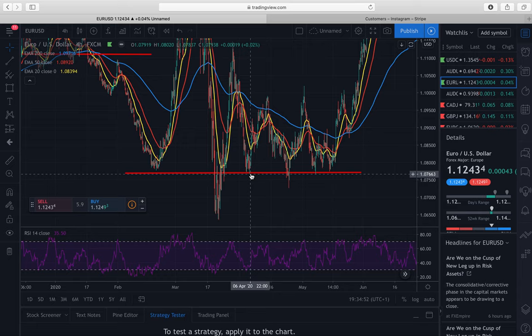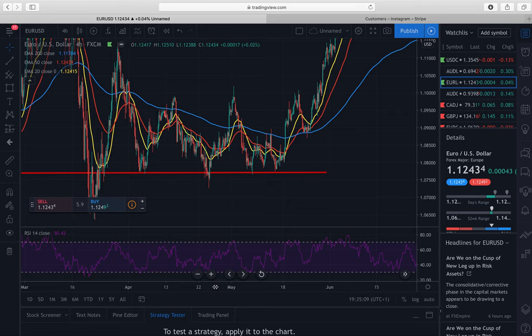Now, it's obviously not an exact science. You can see that here it doesn't quite touch the line. Here it does. Here it breaks a bit through. So you've got to take this all with a pinch of salt. But as you can see, it is quite reliable.